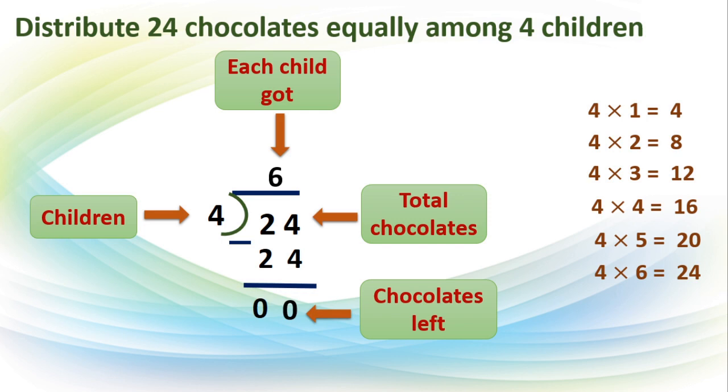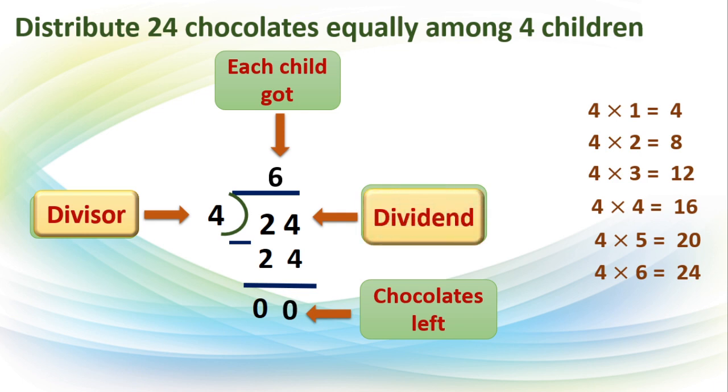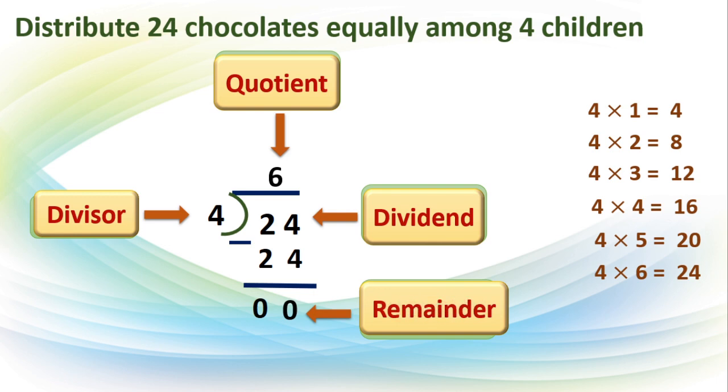Yes, dear children, these have names in the division method. So here 4, the number by which we are going to divide the total, is called the divisor. Okay, the number that we want to divide is called the dividend. And the answer whatever we got, that is nothing but the quotient. And what remained, that is nothing but the remainder. Got this? These names are fixed. You know this, right?